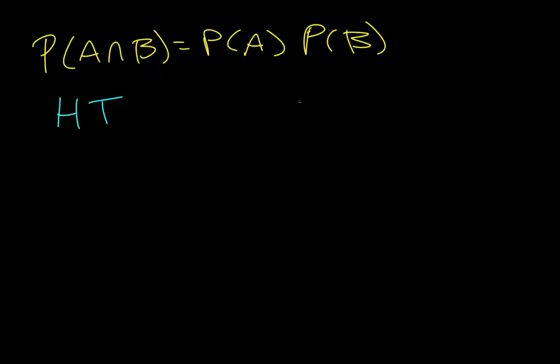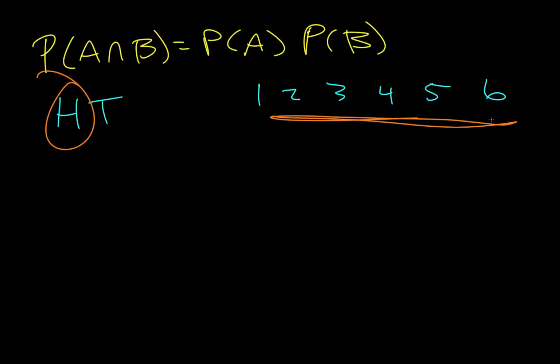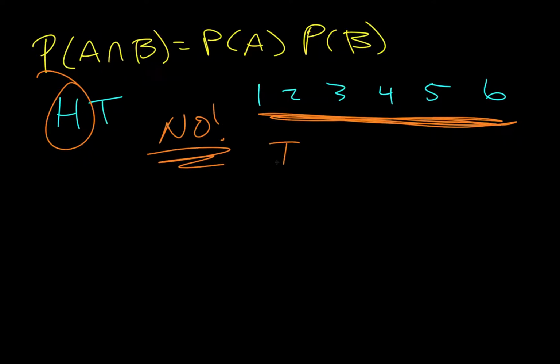We can get heads or tails, and then rolling a dice where we can get 1, 2, 3, 4, 5, 6. The idea of independent events is, if I get heads here, does it change my probability of getting a 1, 2, 3, 4, 5, or 6 over here? The answer is no, and so that's independent. And that would also hold true for this. Okay, so let's move on to example 14.